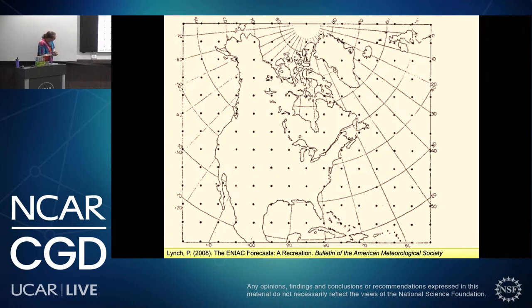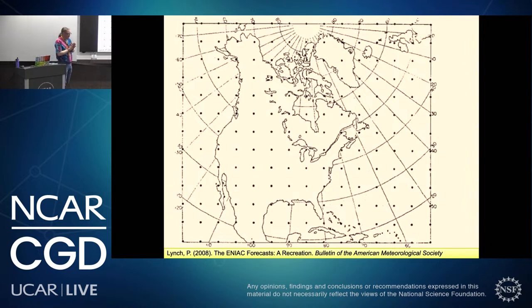This was his grid for the ENIAC experiments. People know about what that first model was, the first Charney model. It's essentially a single variable at each grid point. It's geopotential height at 500 millibars. And then in the book I have to explain, well, what does that actually mean, right? Okay, it's halfway up in the atmosphere. Think about that. It's a surface.